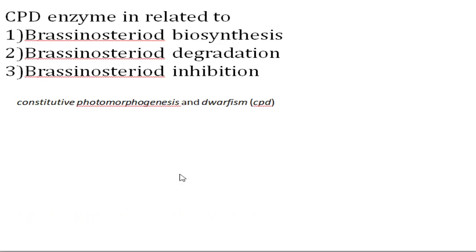Next is: CPD enzyme is related to. So what is meant by CPD? It is constitutive photomorphogenesis and dwarfism, and this particular enzyme is specifically involved in brassinosteroid biosynthesis.